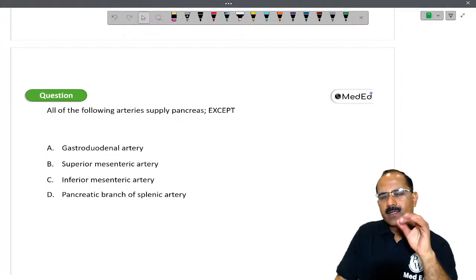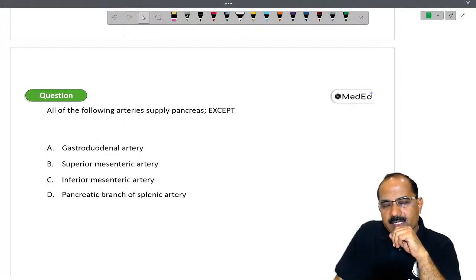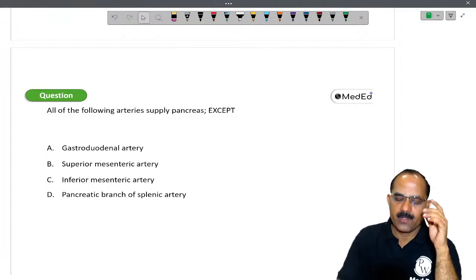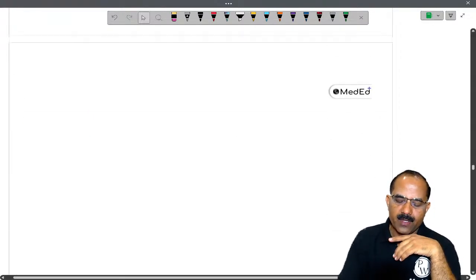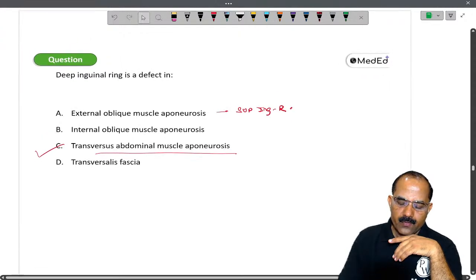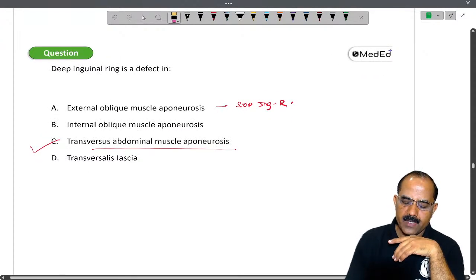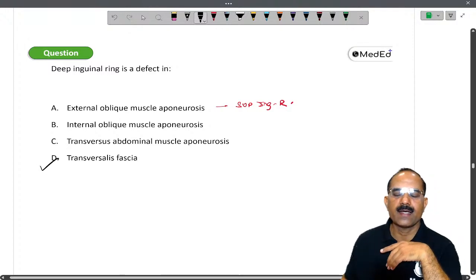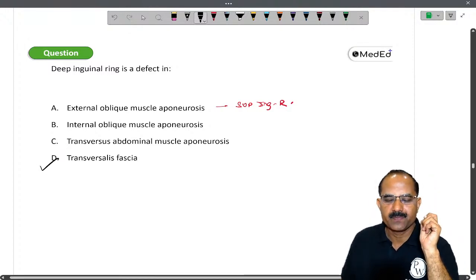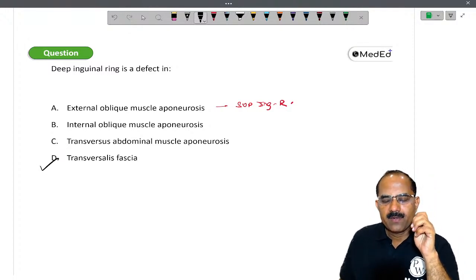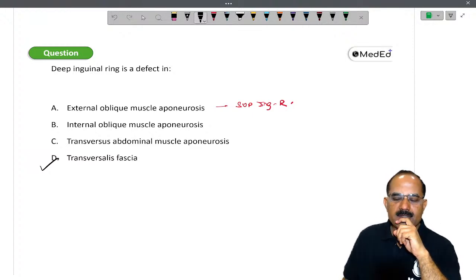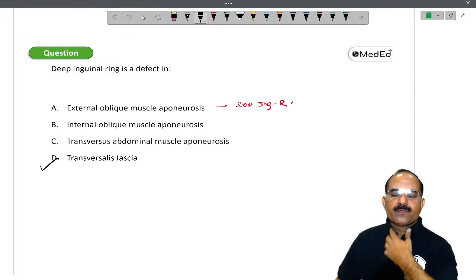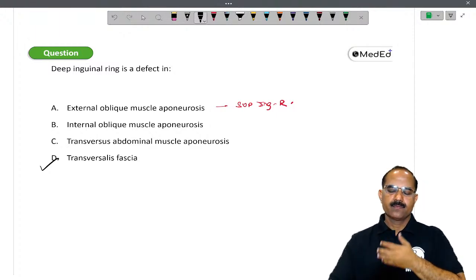एक मिनट. The superficial inguinal ring is a defect in external oblique aponeurosis. The deep inguinal ring is a defect in what? बच्चों क्या बोला आपने? Fascia transversalis है. Deep inguinal ring is a defect in fascia transversalis. Transverse abdominis aponeurosis नहीं है. It's the fascia transversalis actually. Deep inguinal ring is a defect in fascia transversalis. ठीक है? Okay.